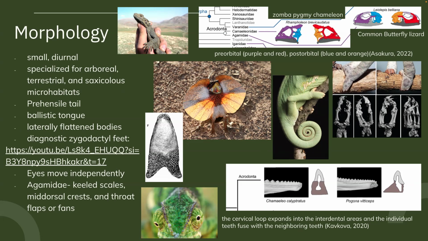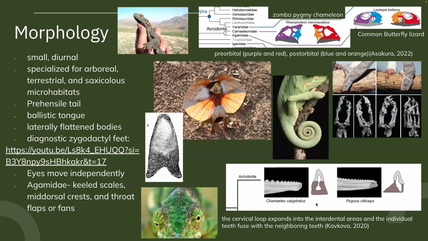I have a cool picture of their bones here. I also have a video of how they walk here if you guys would want to watch that. Their eyes move independently, which we can see down here. And for Agamidae, they have keeled scales, which basically overlap and make them a bit pointy. They have a mid-dorsal crest and throat flaps or fans. I also have a picture up here comparing the skulls of the Chameleonidae and Agamidae. You can see that crest for the chameleons.